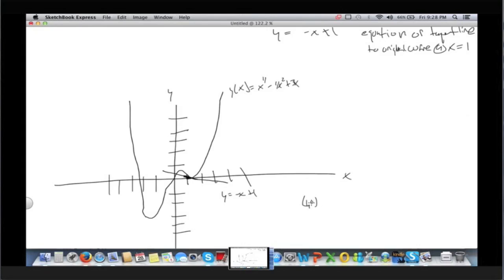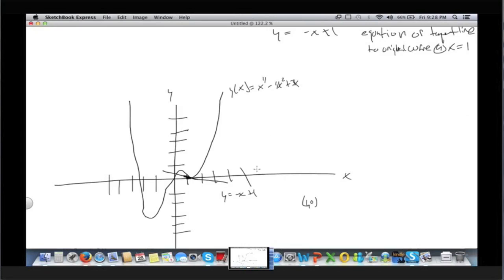How did we get that number 0? We got this by plugging 1 into this function right here. Yes, that's right. We plugged 1 into that function because we wanted to know what the y-coordinate would be when the x-coordinate was 1. Good.